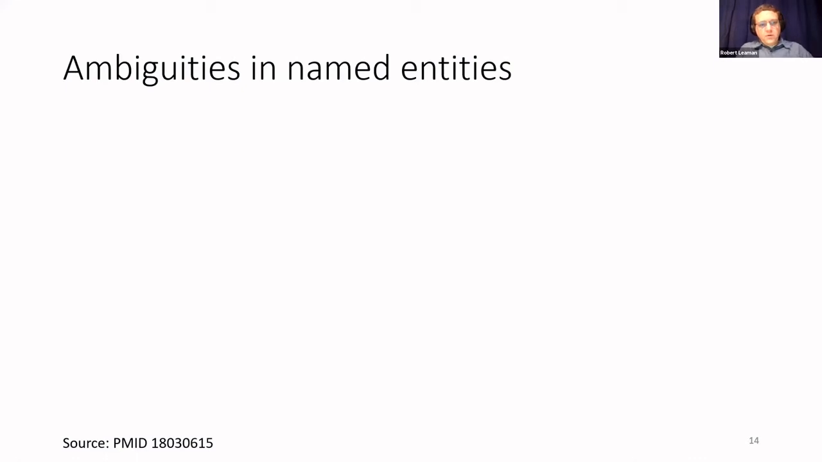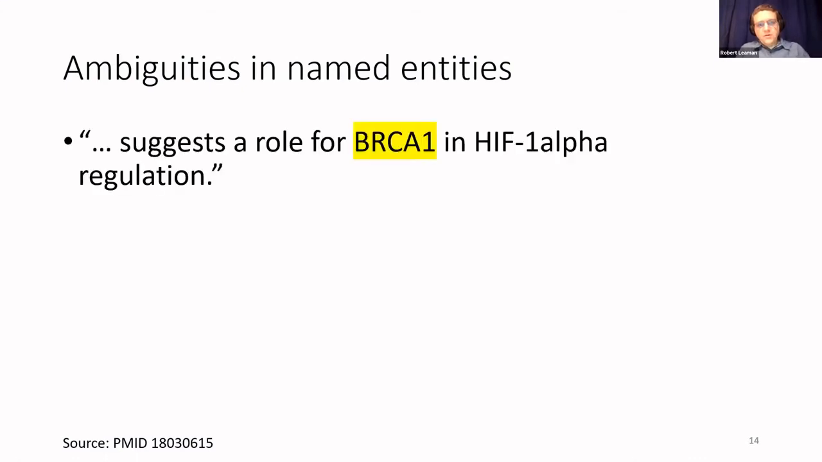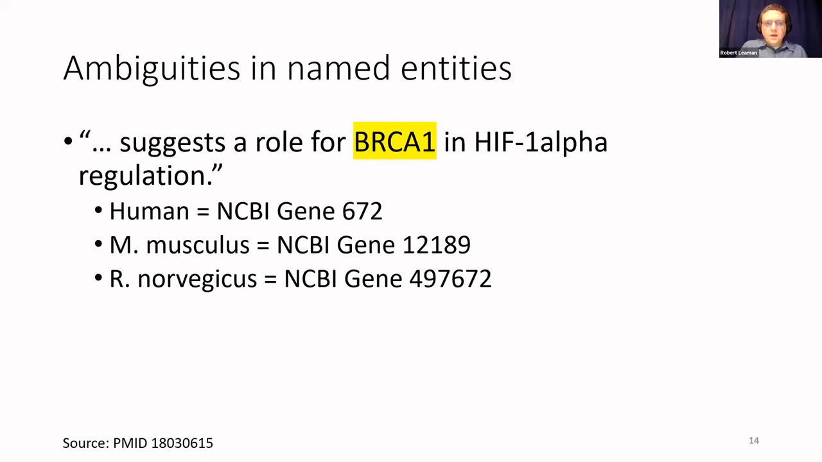So named entities also are ambiguous. For example, this phrase here, "suggests a role for BRCA1 in HIF1 alpha regulation," might be useful enough for a human reader to understand that this is the breast cancer gene. But in databases, the gene has a different identifier depending on which species is involved. And so one of the first things that needs to be done is to identify which species is being referred to, even if we can identify the gene correctly.